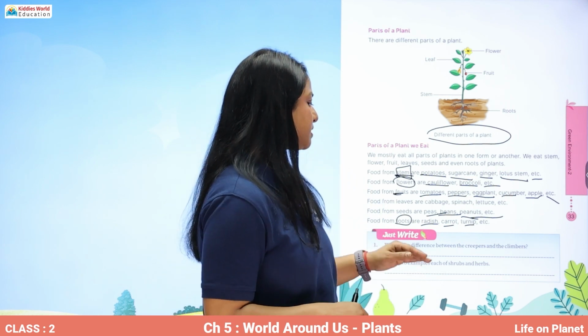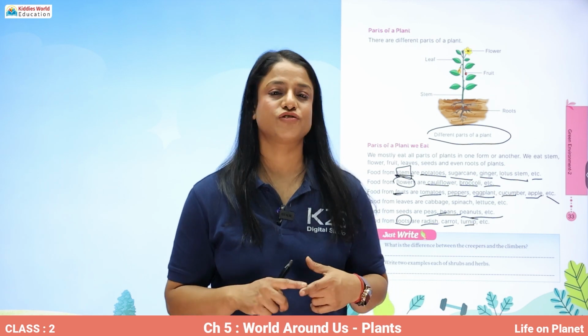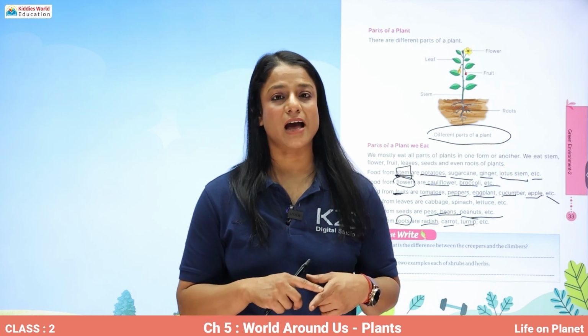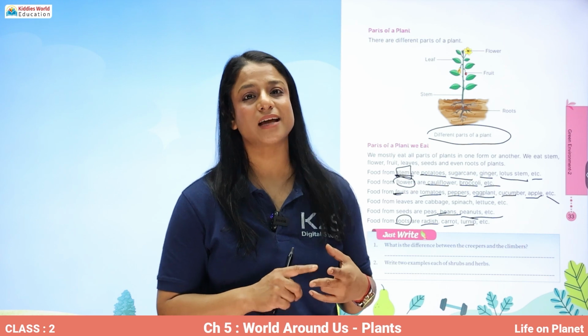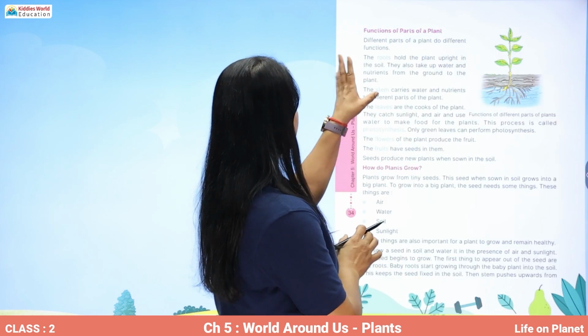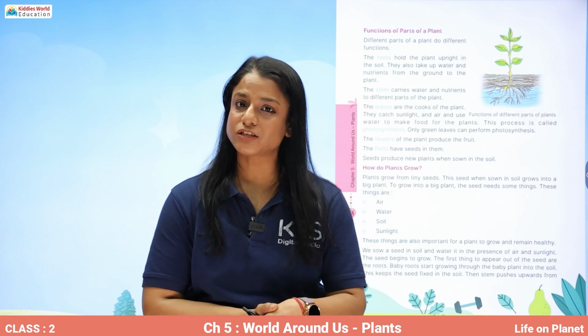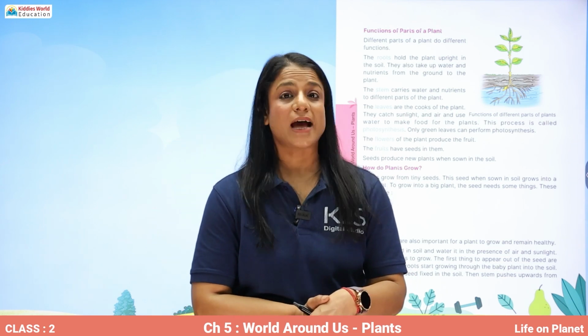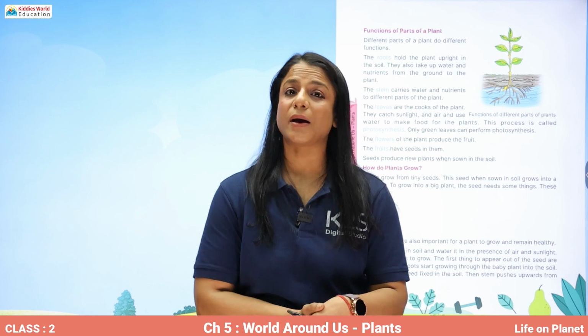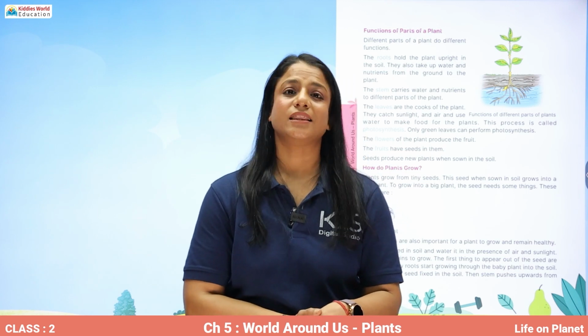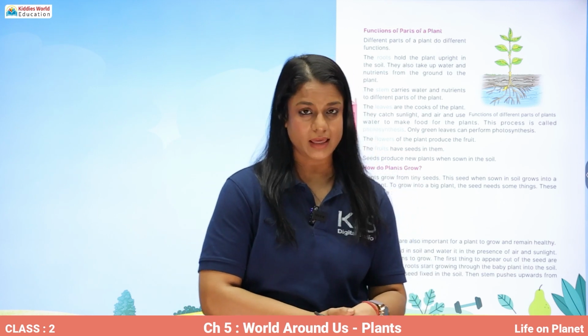Write two examples each of shrubs and herbs. Shrubs: rose, tulsi, hibiscus. Herbs: mint and coriander. Now, what are the functions of parts of a plant? Now, we know what the different parts of the plant are. We know that one of the functions of the parts of the plant is that they have food in them.